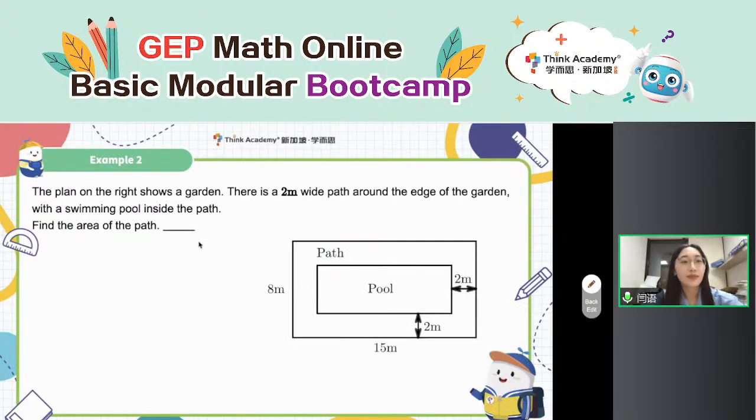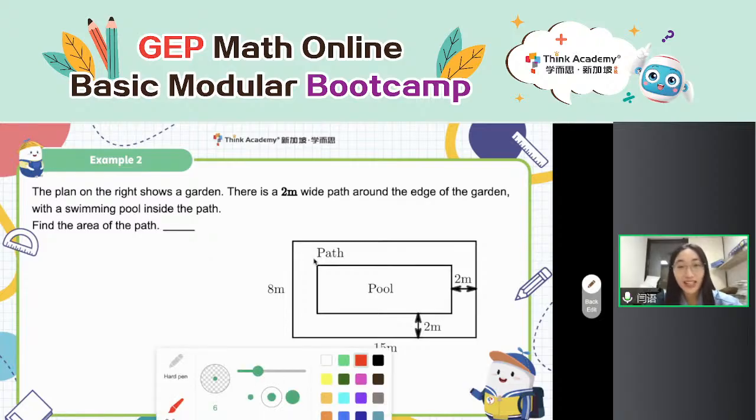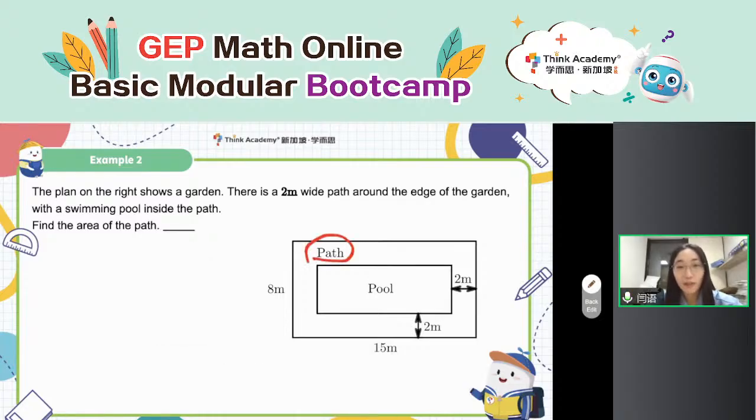Here, the plan on the right shows a garden. There is a 2-meter wide path around the edge of the garden with a swimming pool inside the path. Find the area of the path. Okay, so here, everyone think about it. What should we do here? Path, where is the path? Yes, look at the figure. It already showed you the path, right?